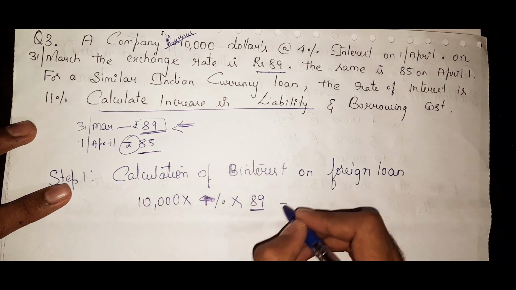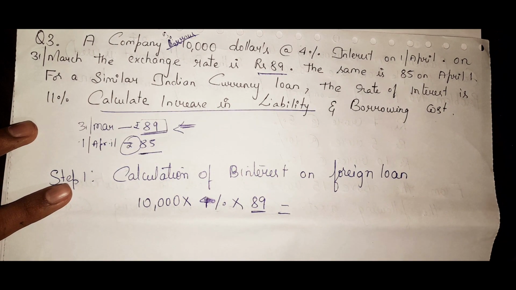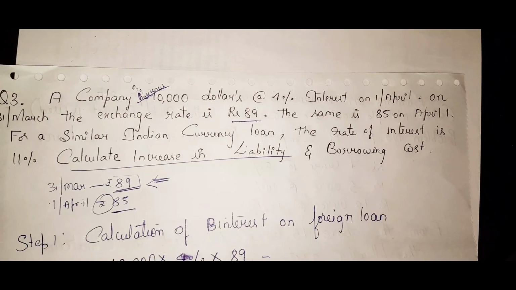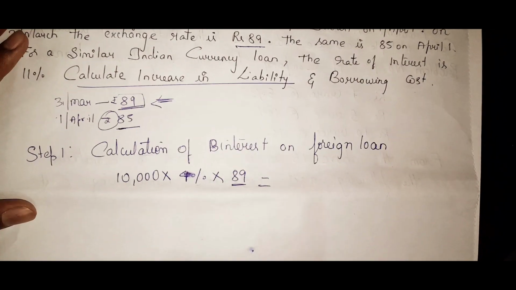So we consider here 89 rupees. 10,000 into 4% into 89 rupees will give you the sum of 35,600.